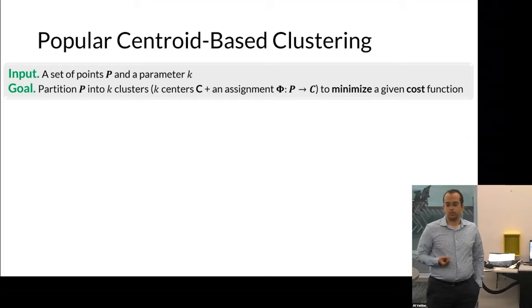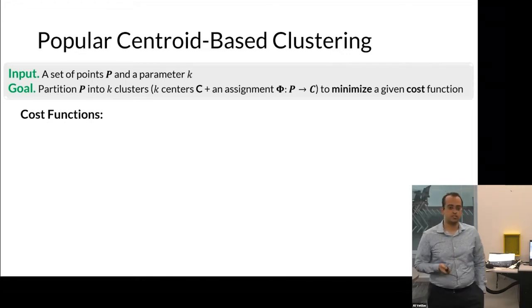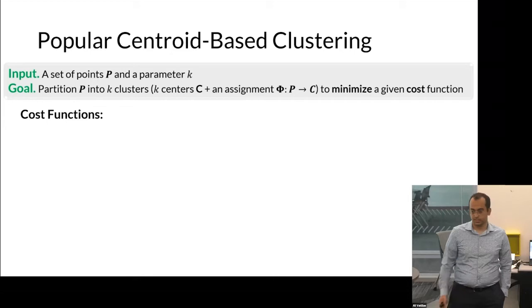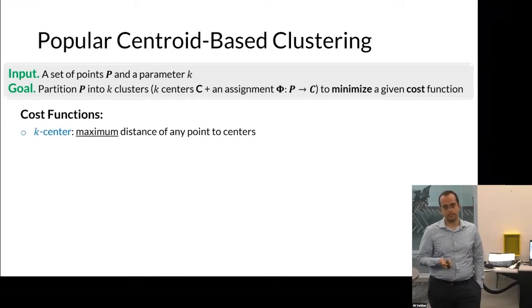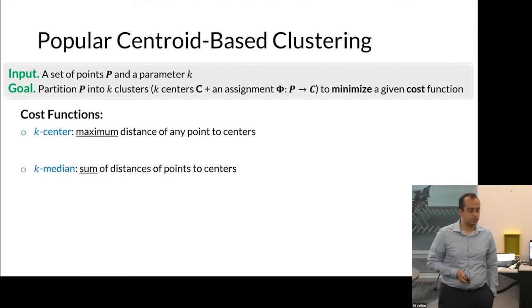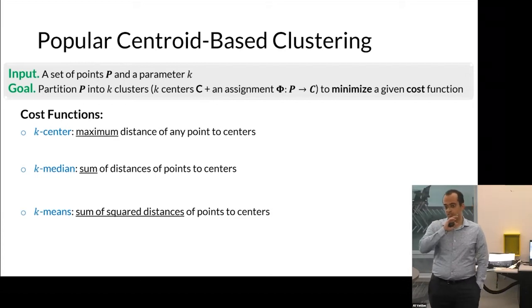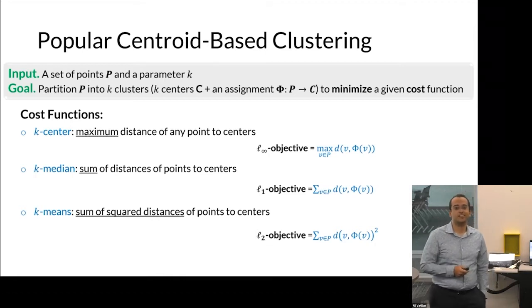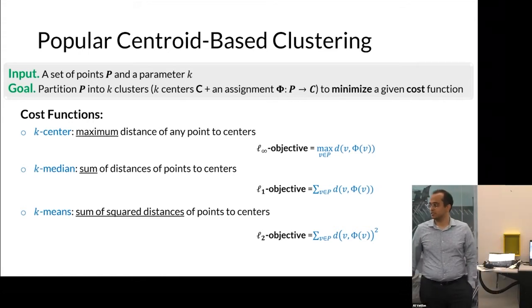You have already seen this in the previous slide, but let's go over it quickly. In centroid-based clustering, we want to partition the set of points P into K parts, that is, come up with a set of centers and a mapping between the points and the centers, to minimize some global objective. K-center minimizes the maximal distance of any point to its center. In K-median, we want to minimize the sum of distances, and in K-means, we want to minimize the sum of the squared distances. As we also saw in the previous presentation, K-center corresponds to the L-infinity norm, K-median to L1, and K-means to minimizing the squared distances.